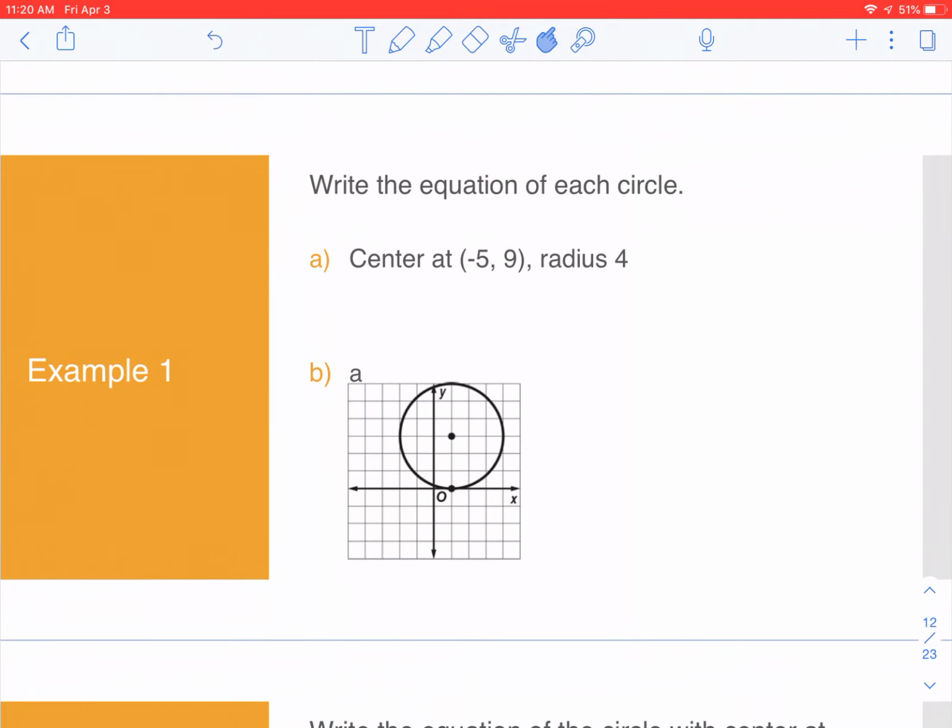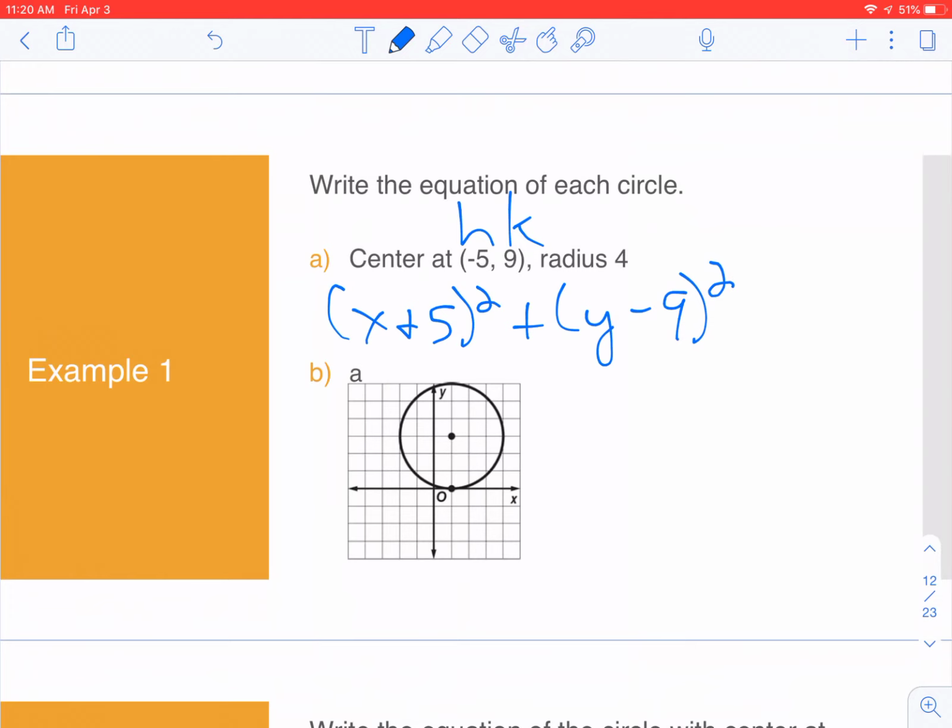Once again, here's h, here's k. (x + 5)² + (y - 9)² = 16. 4 squared is 16.